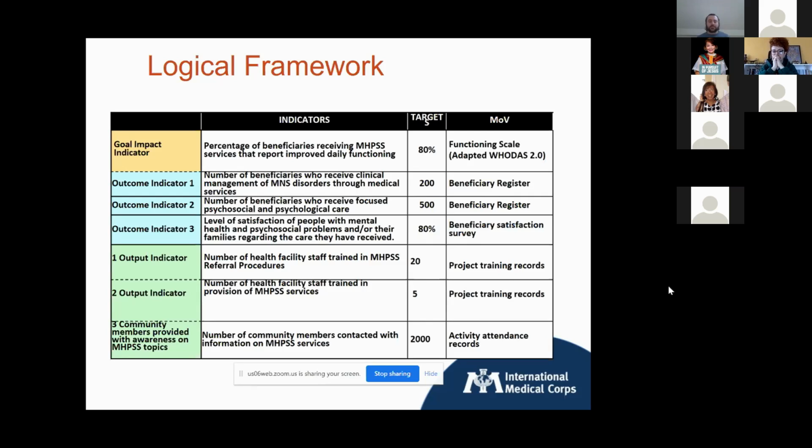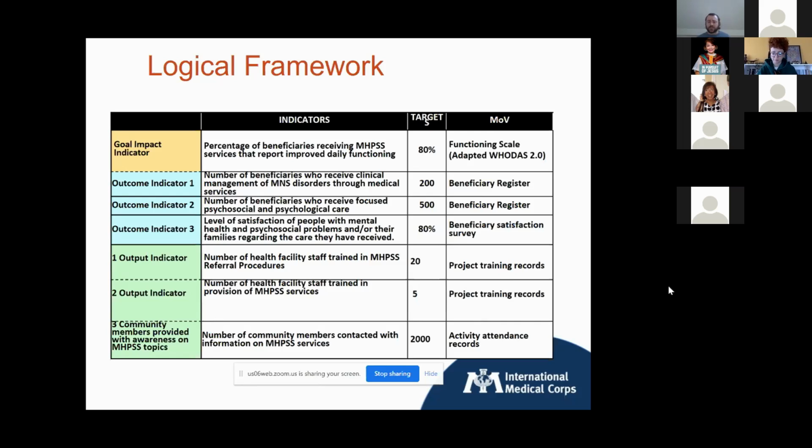Outcome indicator 1 is quantitative, number of beneficiaries who receive clinical management of MNS disorders through medical services. The target set here is based on a number of factors, including the capacity of staff, the resources that we have available, the estimated level of need within the community, as well as the population of the community that is being supported and serviced by this primary healthcare facility and these MHPSS service providers.